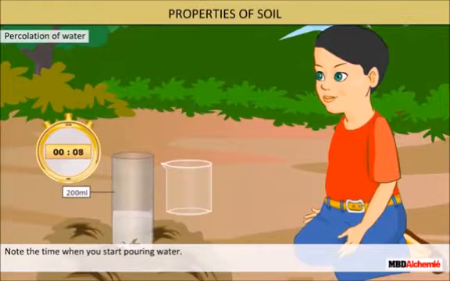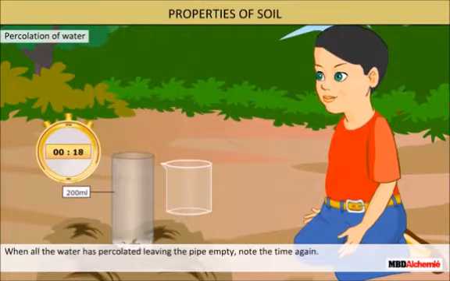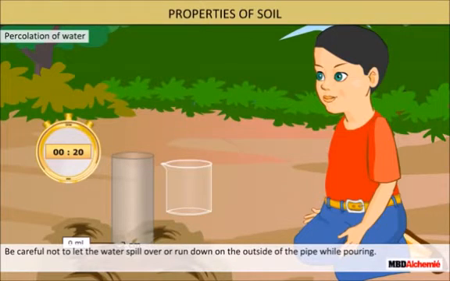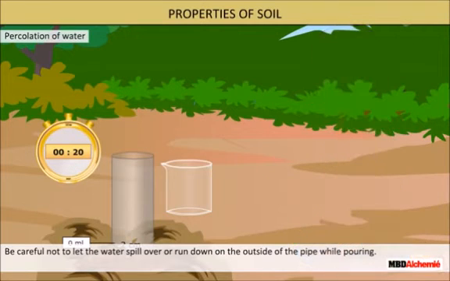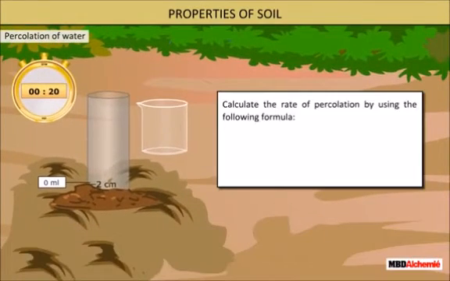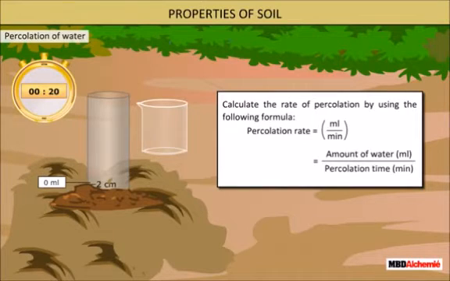Note the time when you start pouring water. When all the water has percolated, leaving the pipe empty, note the time again. Be careful not to let the water spill over or run down on the outside of the pipe while pouring. Calculate the rate of percolation by using the following formula. Percolation rate in milliliters per minute is equal to the amount of water in milliliters divided by the percolation time in minutes.